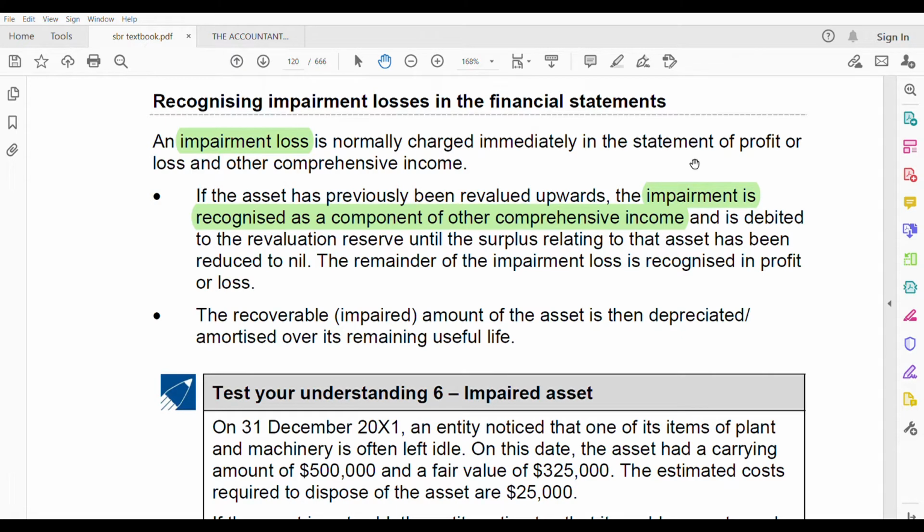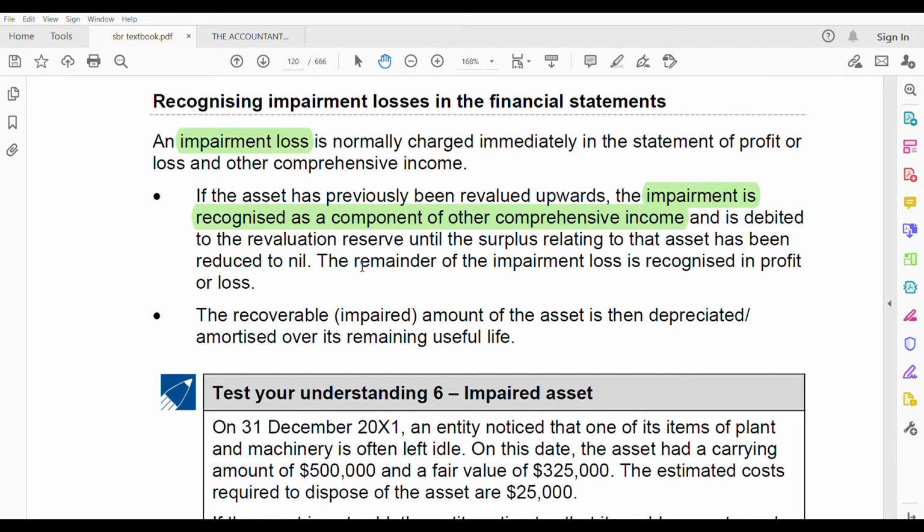If the fair value gain is under other comprehensive income, we say that impairment also for that asset goes to other comprehensive income. Okay, that's why it is recognized in other comprehensive income. And it is debited to revaluation reserve because impairment will reduce your revaluation reserve. So you debit the revaluation reserve until the surplus relating to that asset has been reduced to nil. Okay, that means it should be nil at the end.